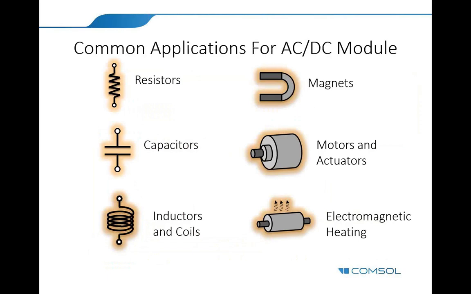So the common AC/DC applications, as you can see here, are that you can build or model resistors, capacitors, inductors, and coils. They're common, for example, in transformer modeling or wireless charging and so forth. Also if you're modeling a permanent magnet or the fields around it, that can be done. Today we'll mostly focus on motors and actuators, specifically on rotating machines. And if you also want to model heat transfer in those machines, obviously you can do that using electromagnetic heating.